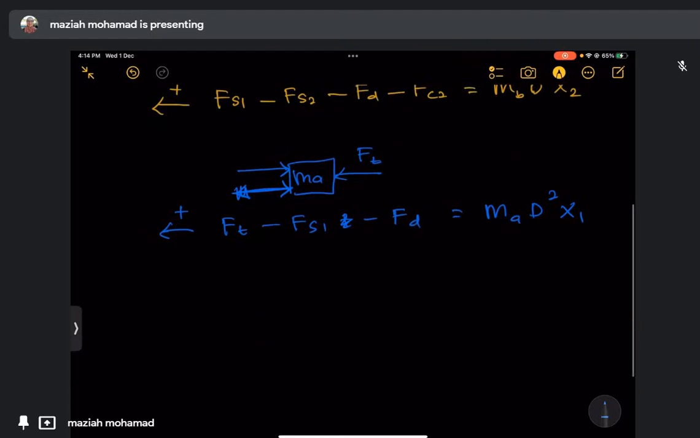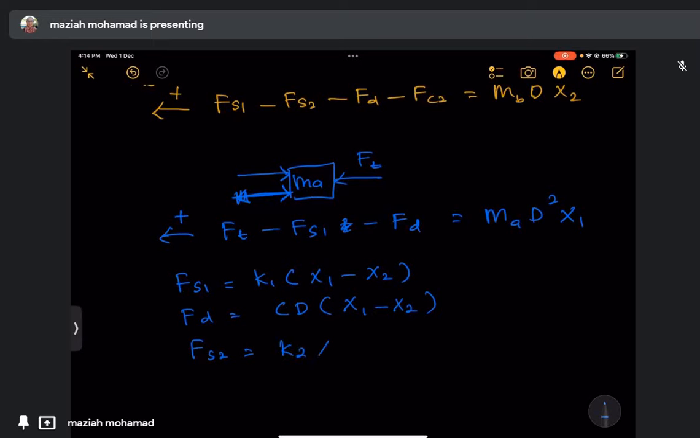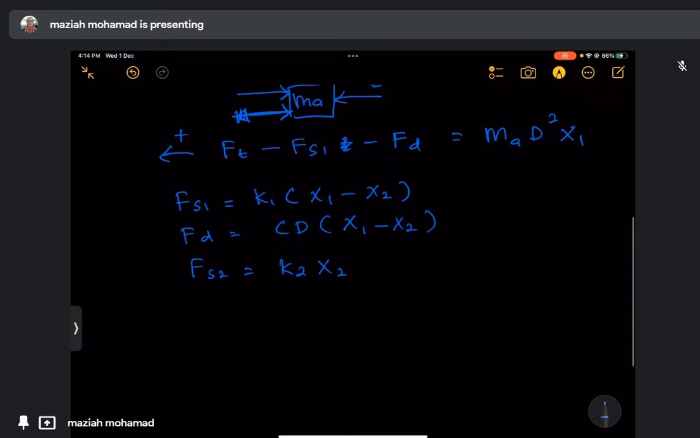All right, and then we write all the equations. Fs1 equals K1 (x1 minus x2). Then for the damper, Fd is C1 D (x1 minus x2). For K2, Fs2 is equal to K2 x2. And then for damper 2, Fc2, we give the name, equal to C2 D x2.